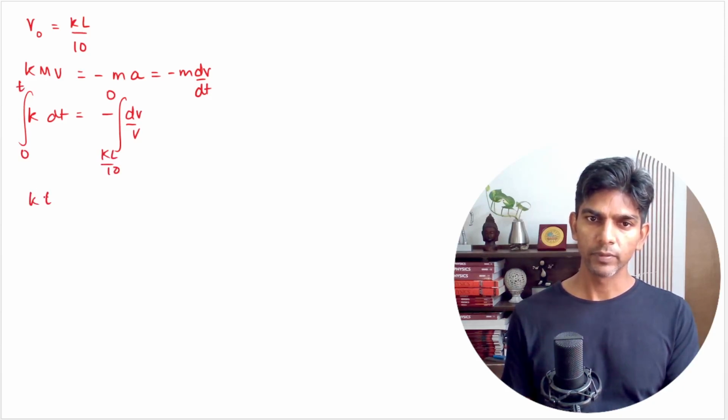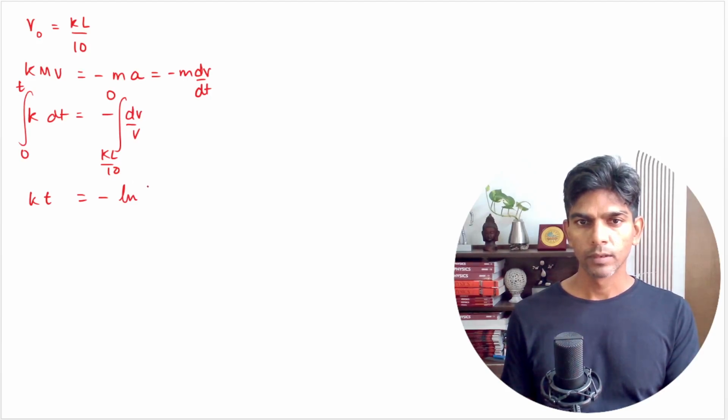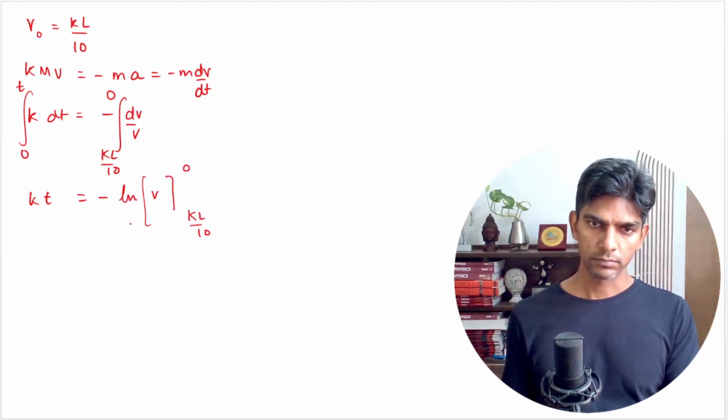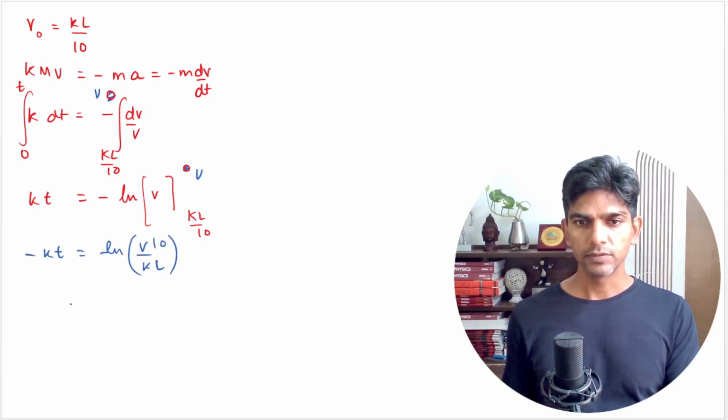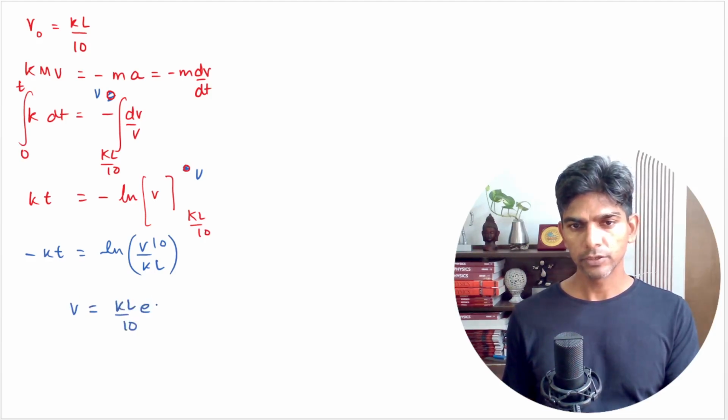So this will be kt is equals to minus ln v, from kl by 10 to 0. Or let me consider some velocity v. So this comes out to be minus kt is equals to ln v upon kl by 10. Now we can write this as v is equals to kl by 10 e raised to power minus kt.